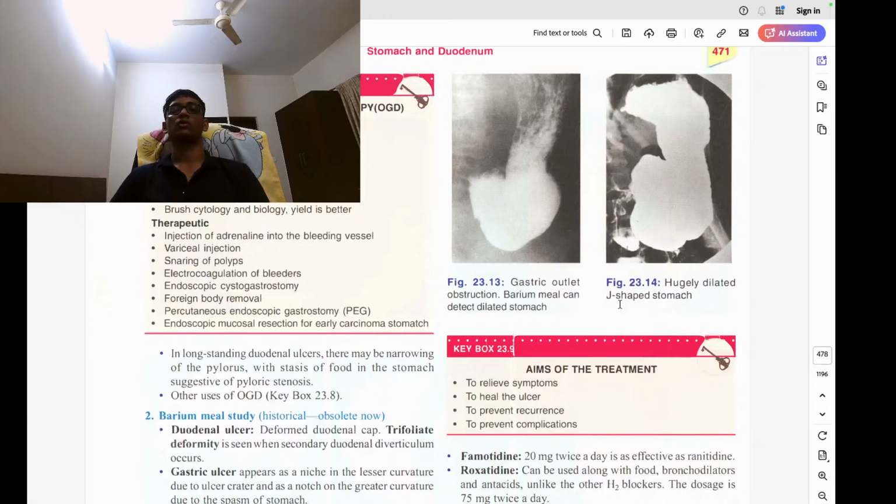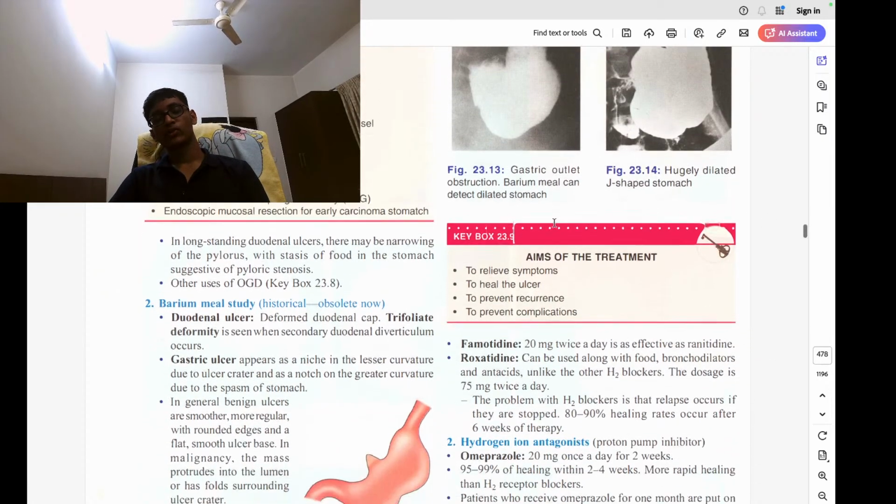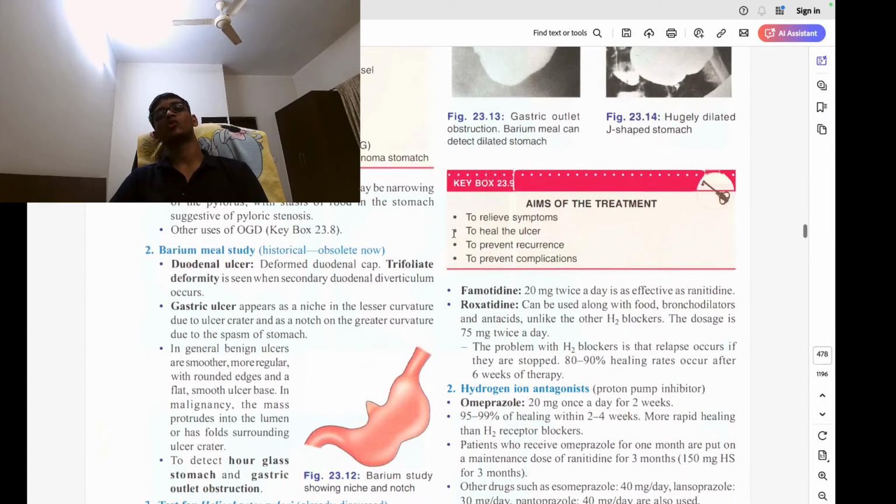So you have gastric outlet obstruction where a barium meal can detect dilated stomach and a hugely dilated J-shaped stomach, also shown here. In long-standing duodenal ulcers, there may be narrowing of the pylorus with stasis of food in the stomach, which is suggestive of pyloric stenosis.